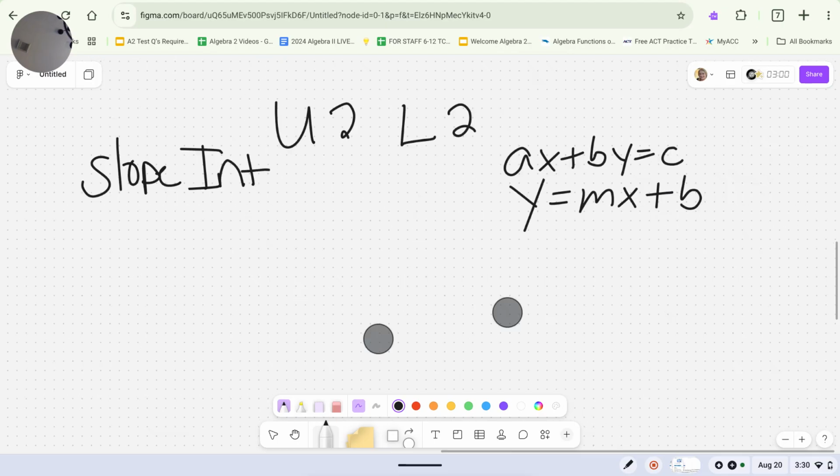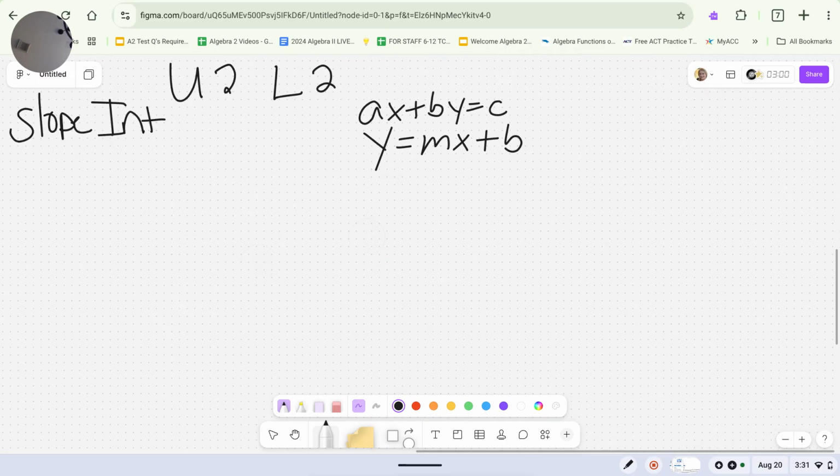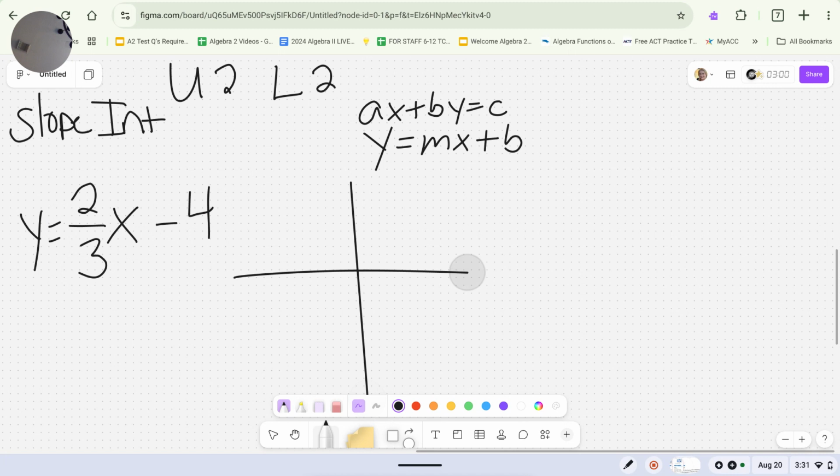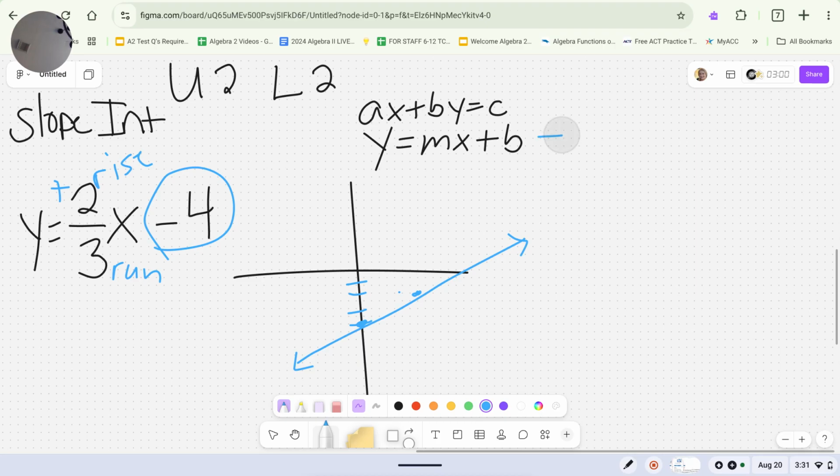It's so nice when you have this form of an equation because it's so easy. I'm going to say y equals 2/3 x minus 4. You remember this from Algebra 1. You start with your y-intercept, 1, 2, 3, 4, and plot that. This is your rise over run, which you'll remember for your slope. So you go up 2 over 3, and there is your line. It's positive, and it's positive. So slope-intercept form makes it very easy to graph.